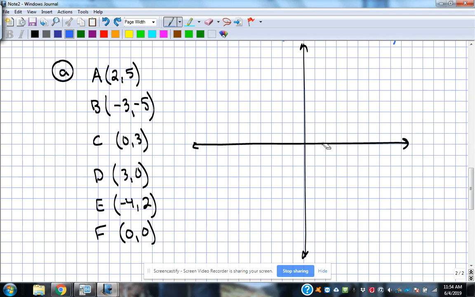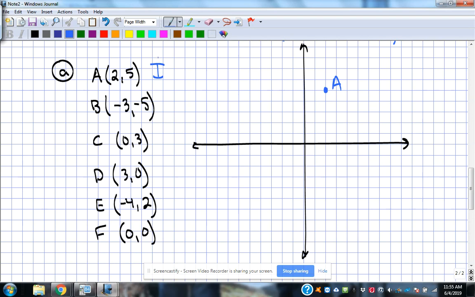And then I'm going to go positive 5. So that's up 5 from that spot. 1, 2, 3, 4, 5. And there I'm going to put my dot, and I'm just going to put the letter A beside it. What quadrant is letter A in? 1. So I'm just going to put the capital I beside it for quadrant 1.